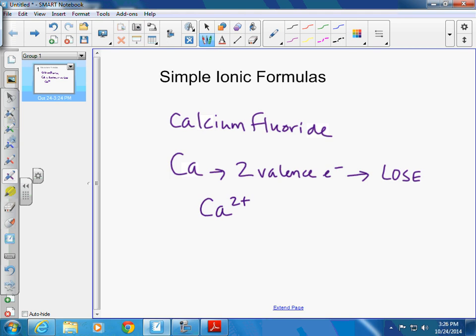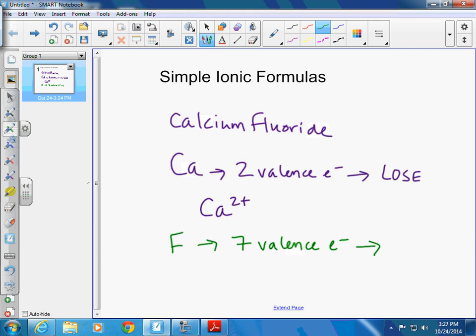Now, fluorine is the atom from which fluoride forms. And we know that fluorine is a halogen, so it has 7 valence electrons. All nonmetals have somewhere between 4 and 7 valence electrons, except for the noble gases, which already have their 8 valence electrons that make them very stable.